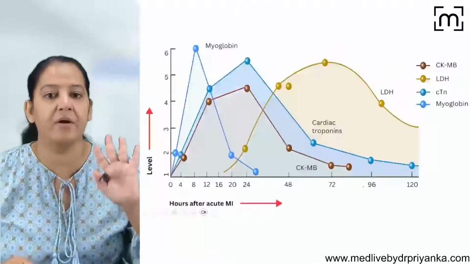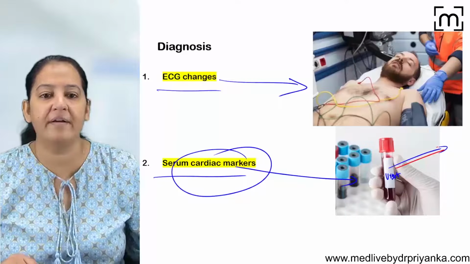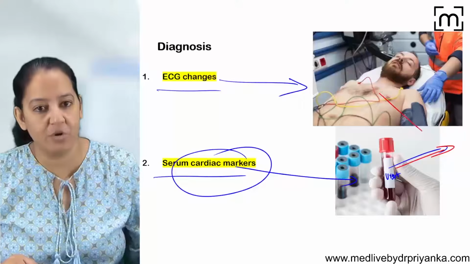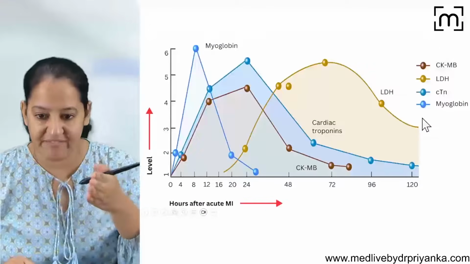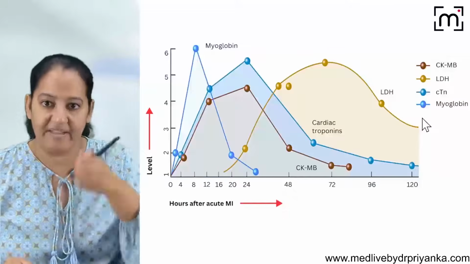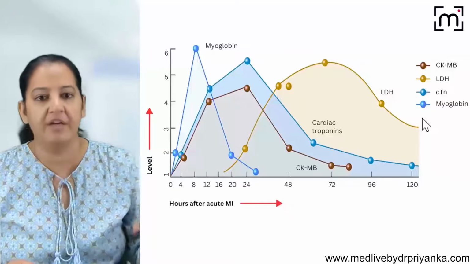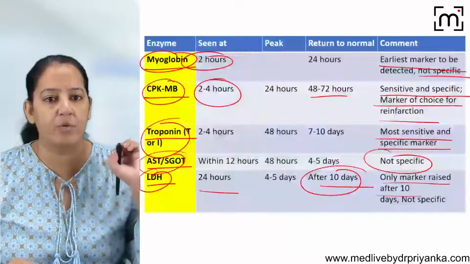These are the 5 cardiac markers. You have to look at their values in the blood and you have to do the ECG also, and based on that the diagnosis is made that the person is having MI. You can see when these markers come into the blood, when they peak, and when they go away. You can see the 5 important markers.